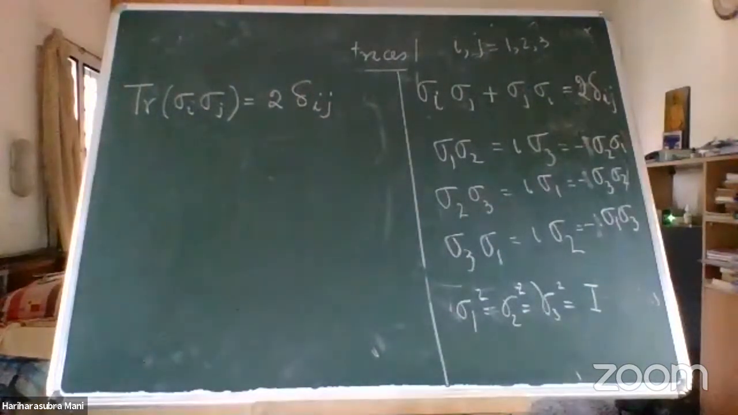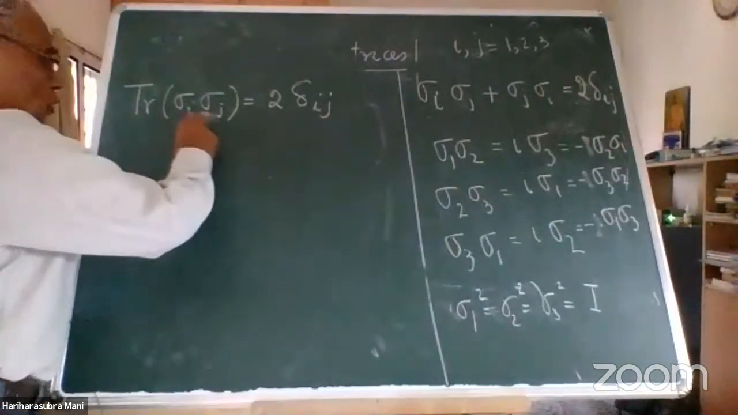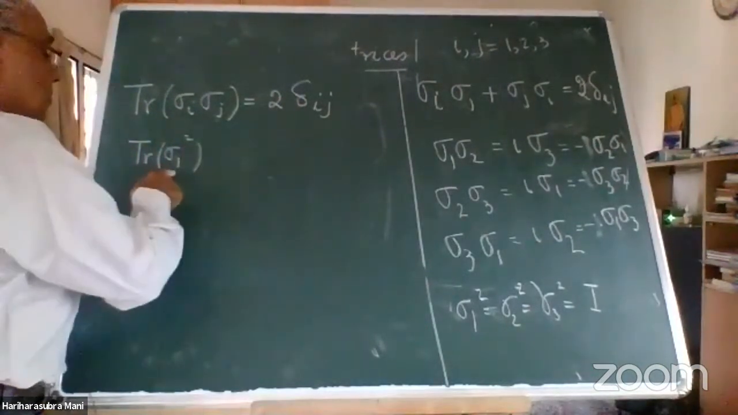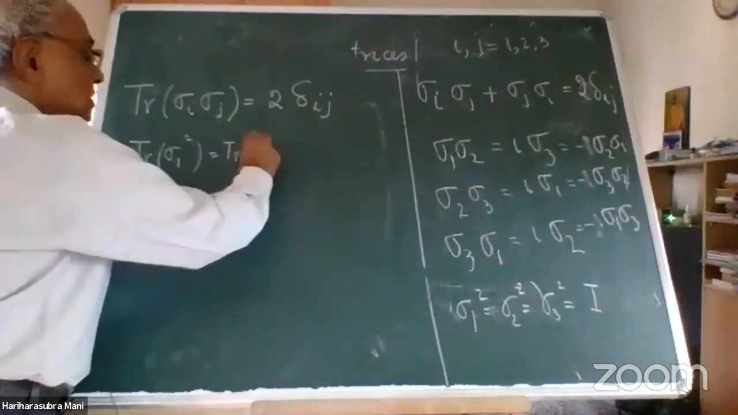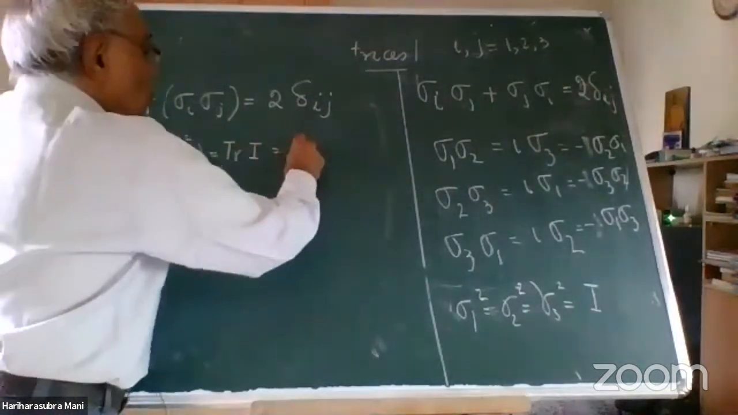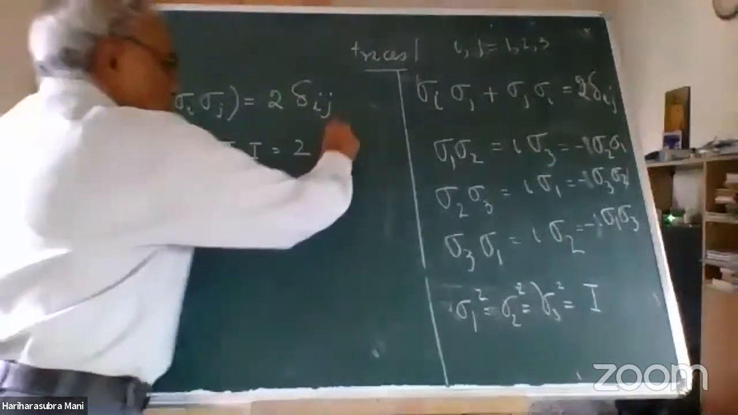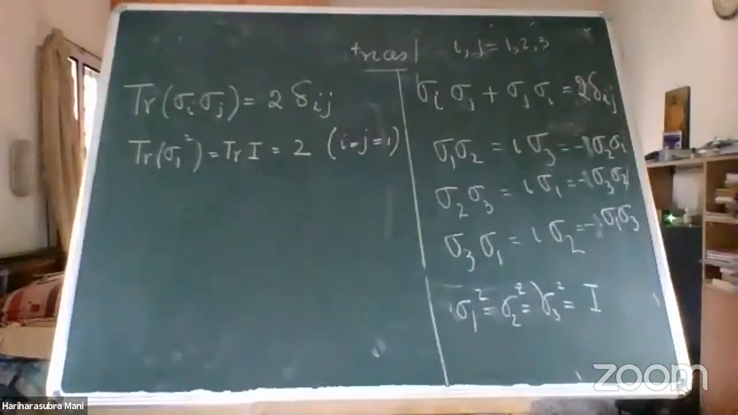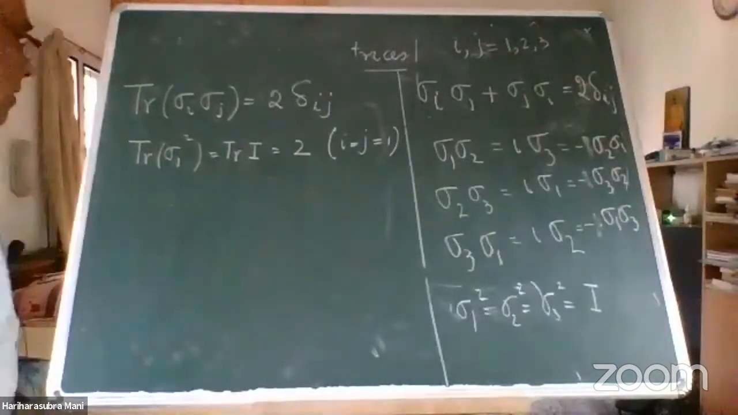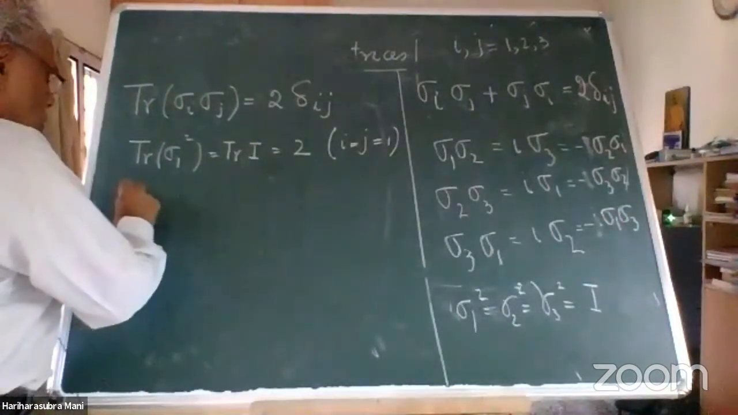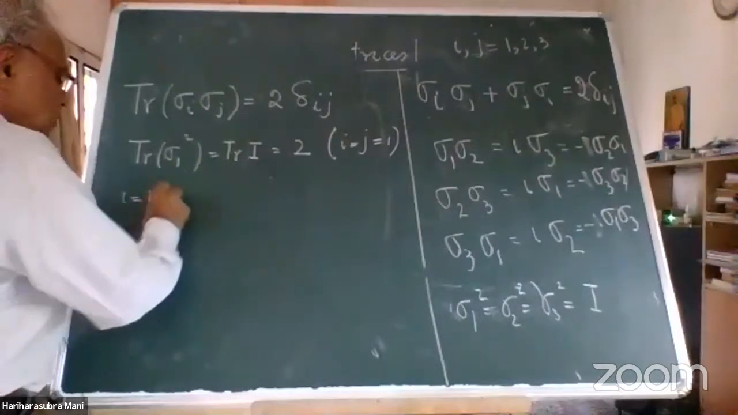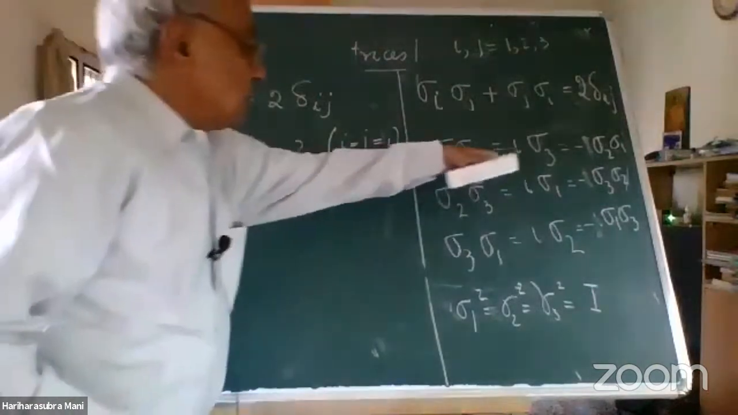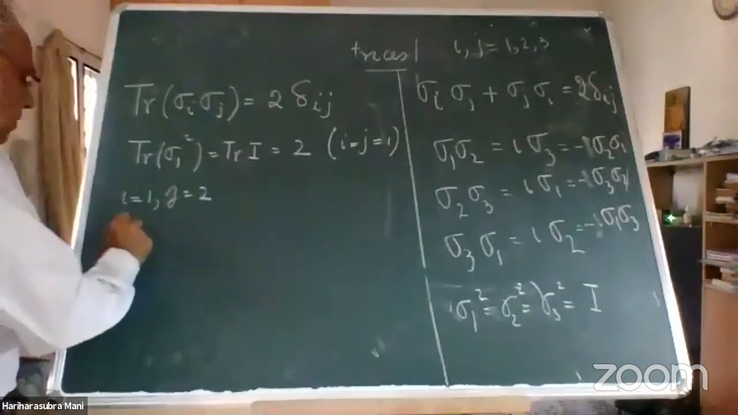Let us verify this. If I put i equal to j, say, sigma 1 squared, this is I, and trace of I is 2. i equal to j equal to 1. If i is equal to 1, j equal to 2, this is sigma 1 sigma 2, but sigma 1 sigma 2 is I sigma 3.